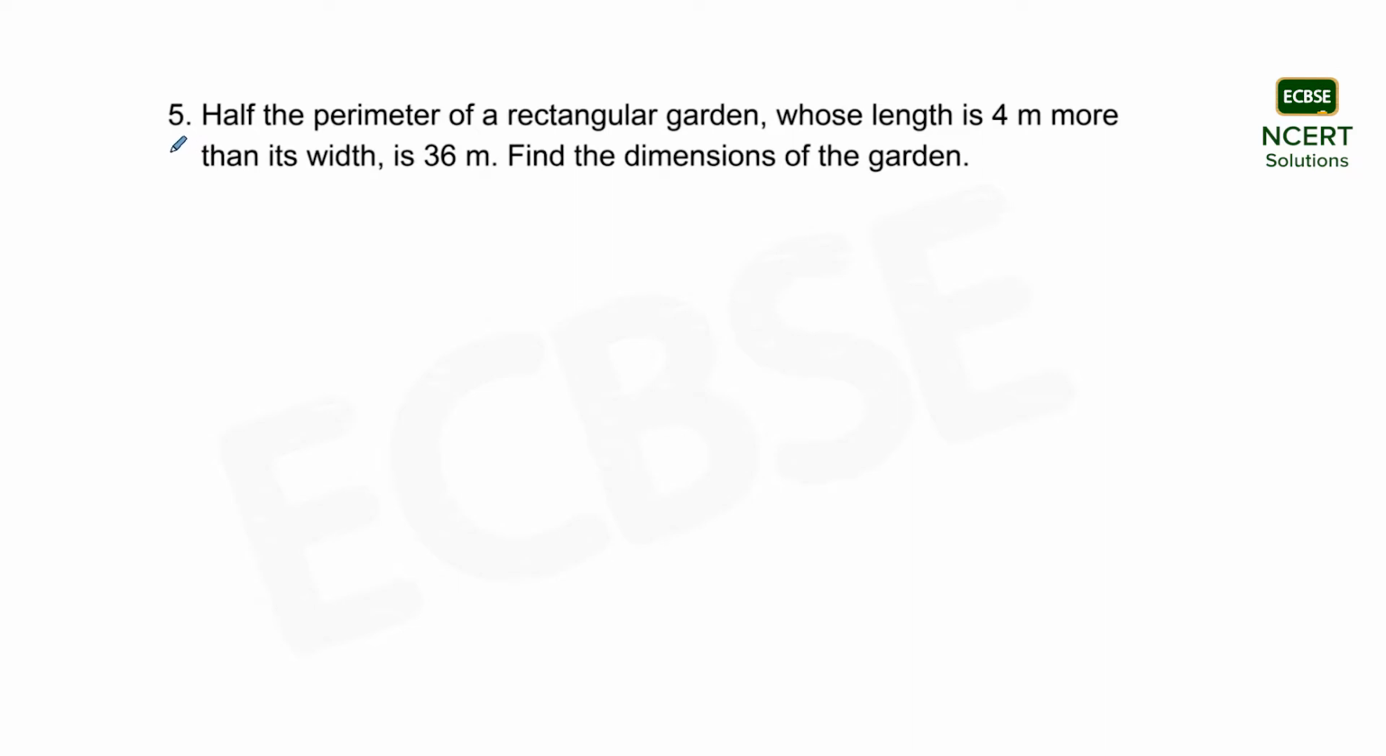Hello students, so here we are with the question 5 of exercise 3.2 of the chapter Pair of Linear Equations in Two Variables. The question is: half the perimeter of a rectangular garden whose length is 4 meter more than its width is 36 meter. Find the dimensions of the garden. That is, we need to find the value for the length and the width of the rectangular garden.